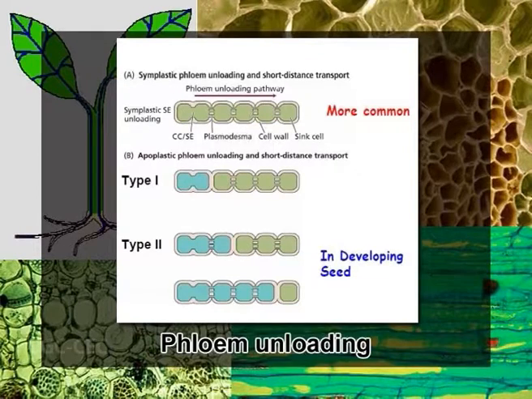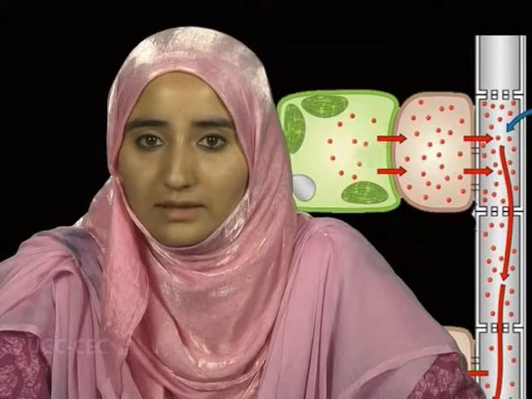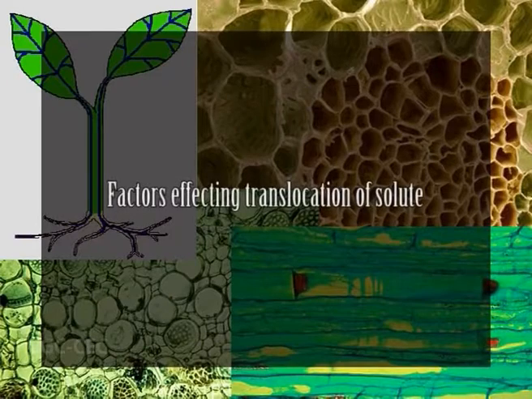The phloem unloading and short-distance transport can occur via symplastic or apoplastic pathways. As in sources, the sugars may move entirely through the symplast via the plasmodesmata in sinks, or they may enter the apoplast at some point. Both unloading and the short-distance pathways appear to be completely symplastic in some young dicot leaves such as sugar beet and tobacco. Now, the factors that affect the translocation of solutes.